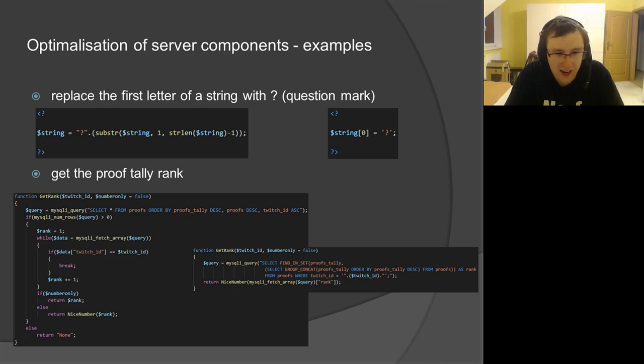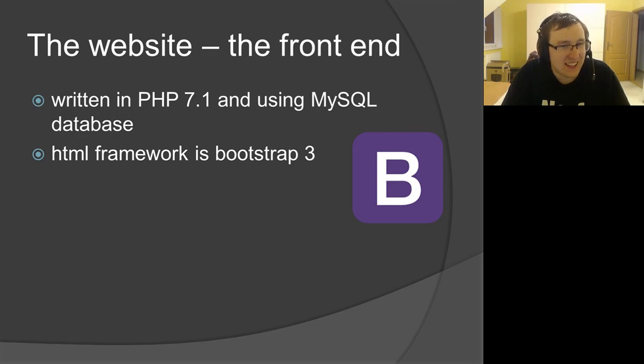So these are only two examples of my code. I'm not going to share more code with you just in case, but it's horrible to look at anyway, so it doesn't matter, right? So let's talk about the website. I've talked about its front end. It uses PHP 7.1. It uses MySQL. It also uses the HTML framework Bootstrap version 3.